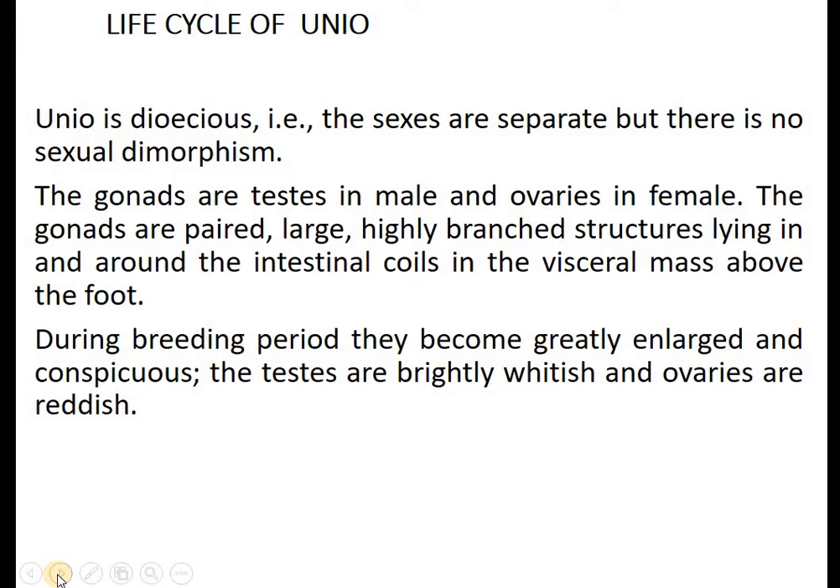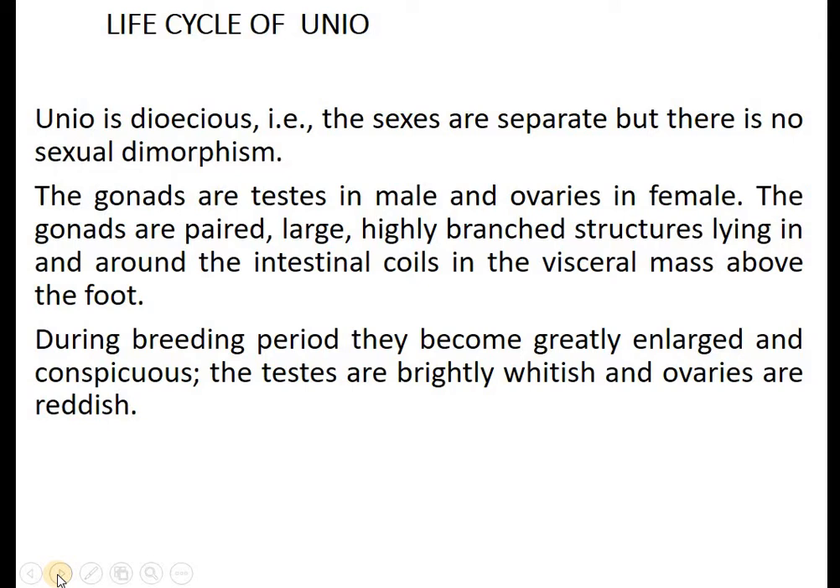Next, the gonads: testes in the males and ovaries in the females. The gonads are paired, large, highly branched structures lying in and around the intestinal coils in the visceral mass above the foot. During the breeding season they become greatly enlarged and conspicuous, and the testes are whitish in color and the ovaries are reddish in color.